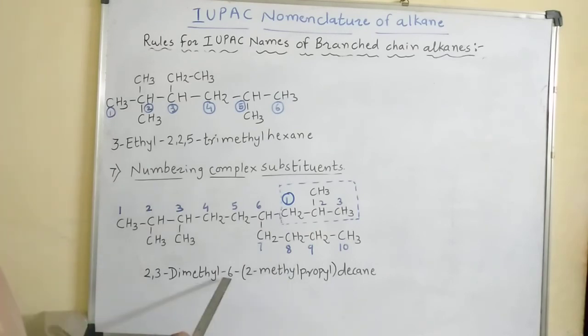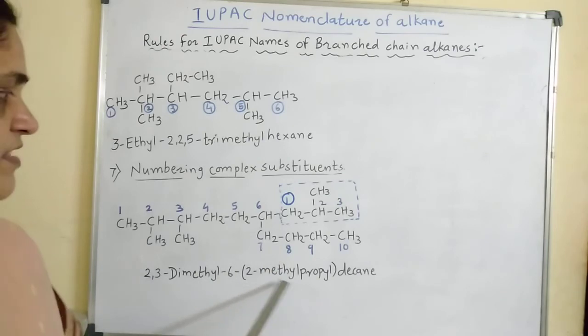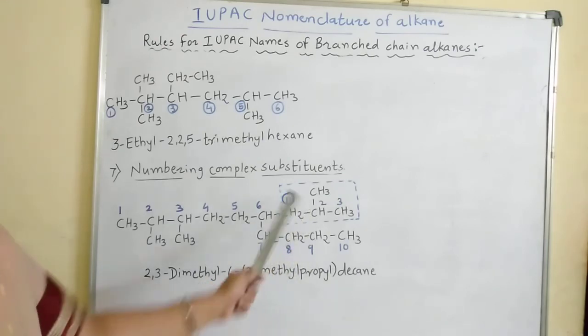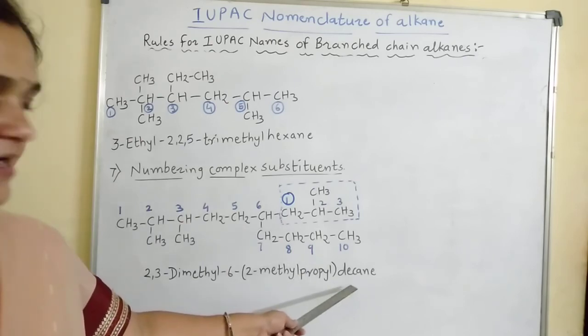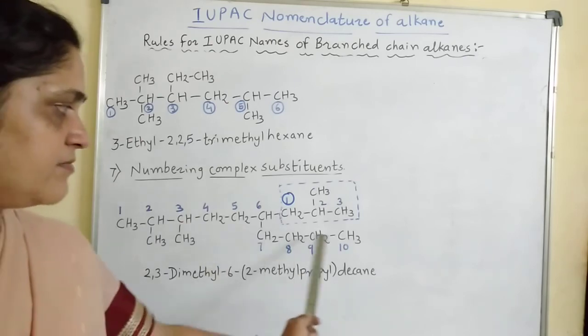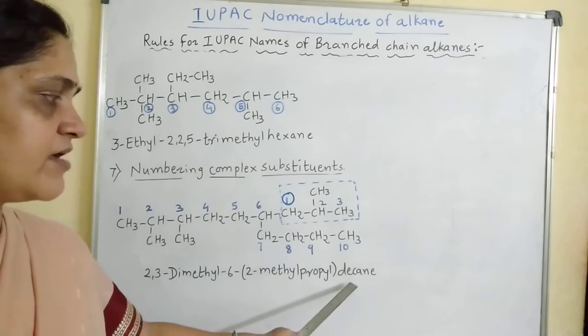After writing this locant 6, we are going to write the complete name of this complex substituent in the bracket. So 2-methyl propyl is the complete name of this complex substituent in the bracket, and then ending with the parent hydrocarbon name, as the total carbon atom 10 are there. So our parent hydrocarbon is decane.